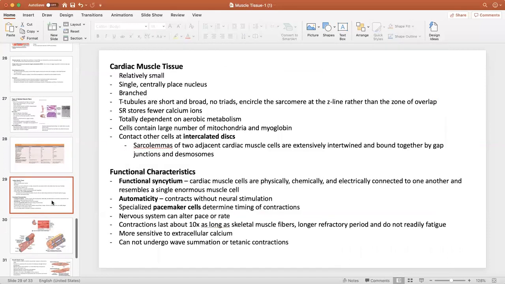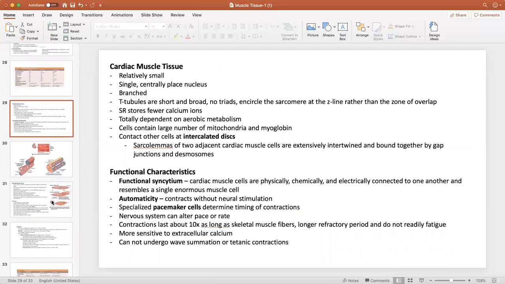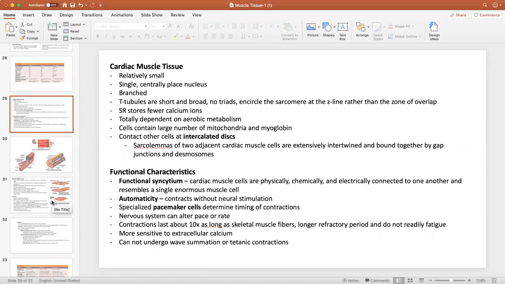All right, so then we talk about the rest of the muscle tissue. So we have skeletal muscle, then we also have cardiac muscle and smooth muscle. So we got to talk about cardiac muscle. These are relatively small muscle cells. We have typically a single centrally placed nucleus. They're branched. They're connected through intercalated discs, which are bound together by gap junctions and desmosomes. Okay, desmosomes and gap junctions formed between the cells form this intercalated disc. These typically rely on aerobic metabolism. So we have lots of mitochondria and myoglobin.